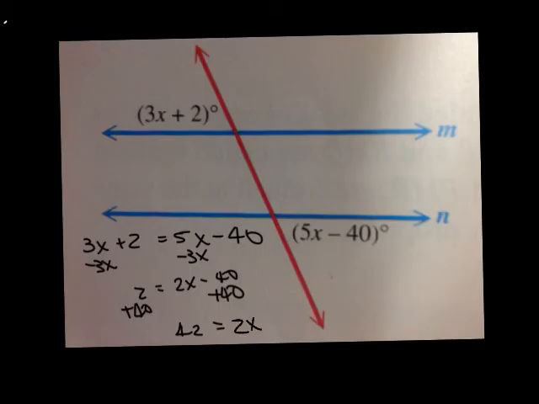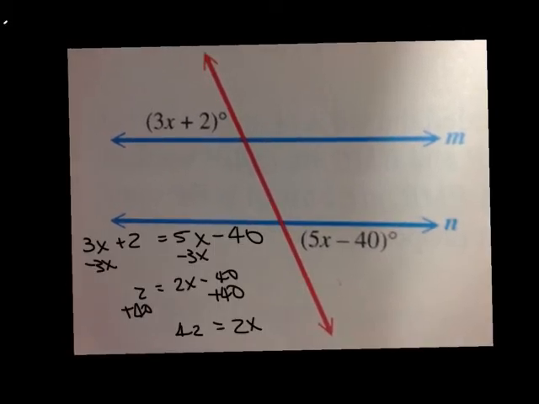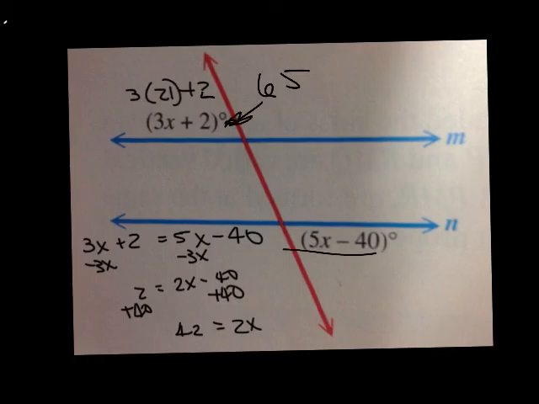2x, x equals 21. So if I put 21 in here for x, 3 times 21 is 63 plus 2 is 65, so that's a 65 degree angle. And let's check it because they're both equal, so we could say they're both 65. So let's take 5 times 21 minus 40. So 5 times 21 is 105 minus 40 is 65. So both those angles are 65 degrees.